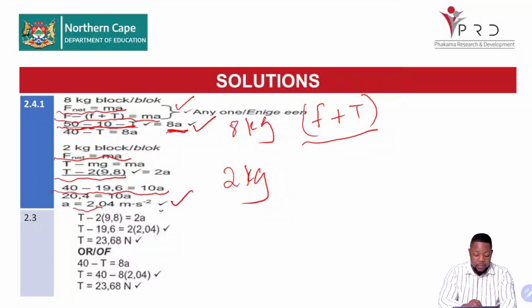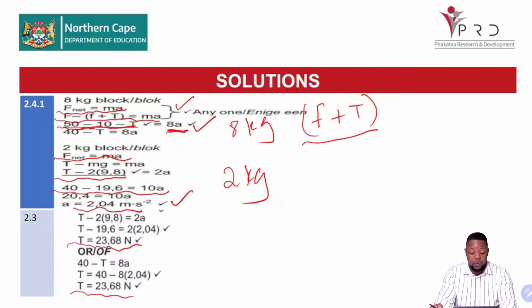Once you get your acceleration, you can substitute your acceleration in one of the 2 formulas. If you substitute in the first formula, you get 23,68, or you can substitute in the second formula where you get 23,68 again. So that is how we can work out the Newton's laws equations.